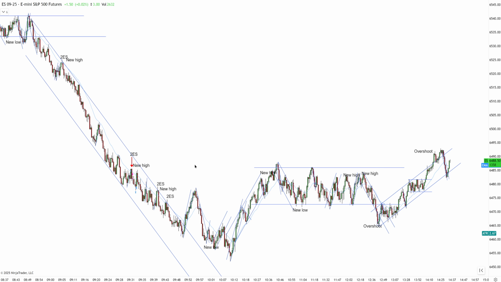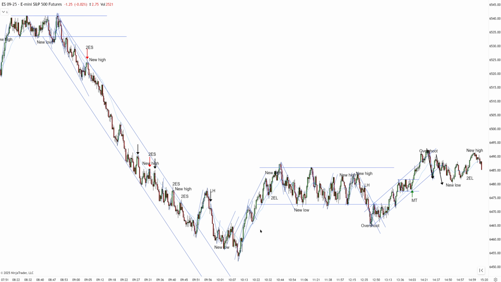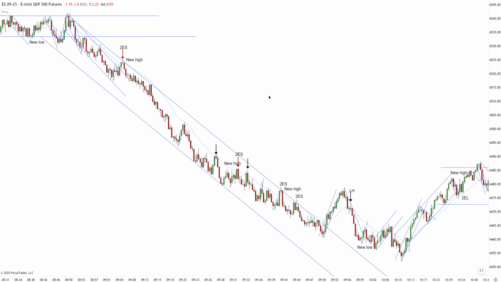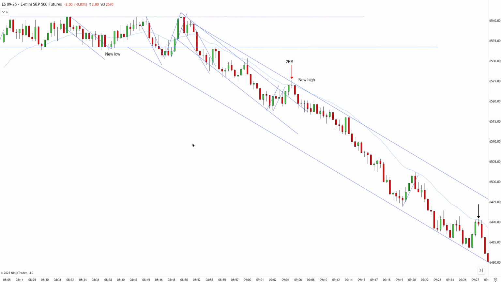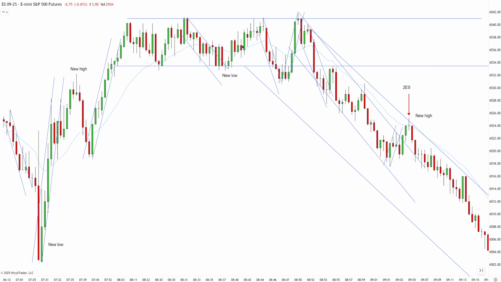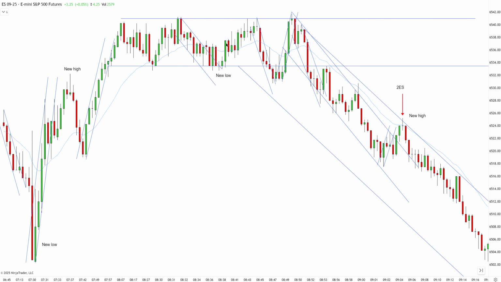Alright traders, I'm going to wrap it up with my one trade. So this is the overall structure for today. We started with two legs up into consolidation. I wasn't really looking to take trades while we were in this consolidation, because the price action is just developing and the structure is just getting established.